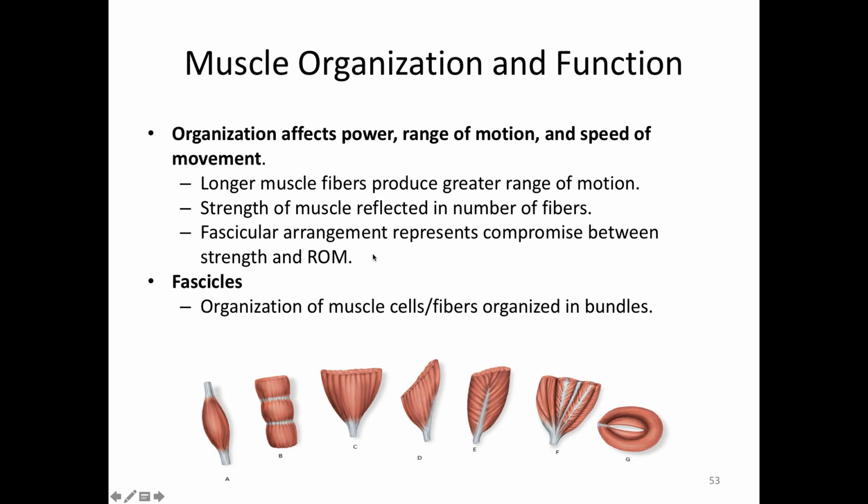Fascicular arrangement represents a compromise between strength and range of motion. So if you want to have a lot of fibers, you're going to have to give up a little bit of range of motion, and vice versa.